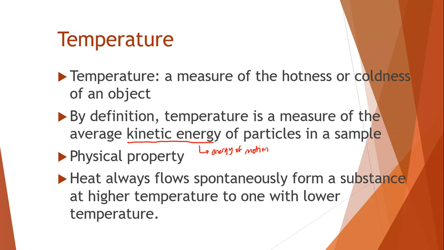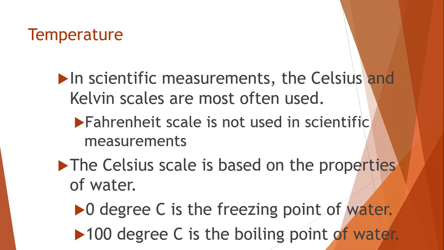Temperature is a physical property. And one thing to know about temperature is heat is always going to flow from something that has higher temperature to something that has lower temperature. Now, in scientific measurements, Celsius and Kelvin scales are the ones most often used. Fahrenheit scale is not used in scientific measurements. In fact, most of the world uses Celsius and Kelvin. We, as the United States, just still use Fahrenheit. We are a little bit behind on those times.